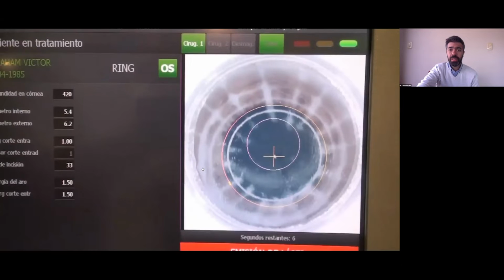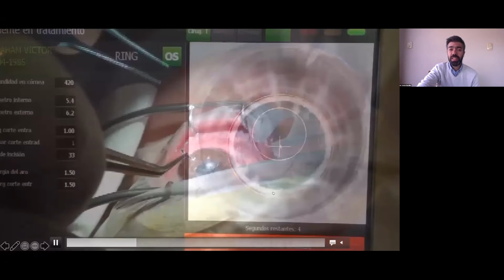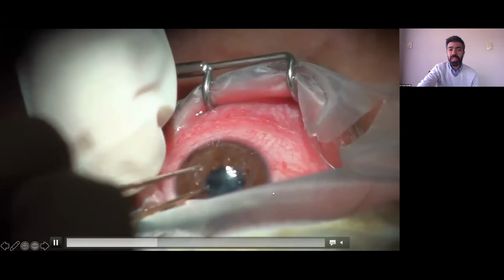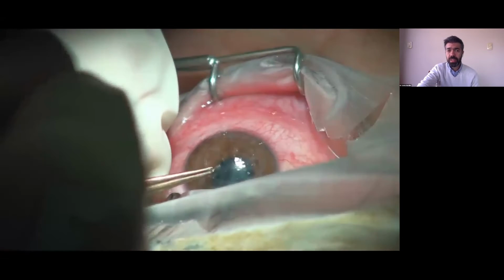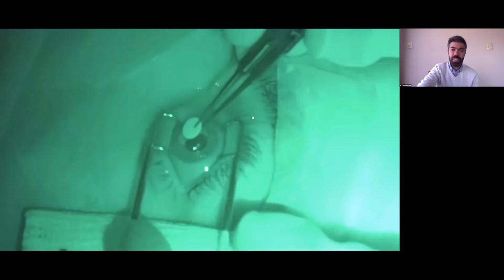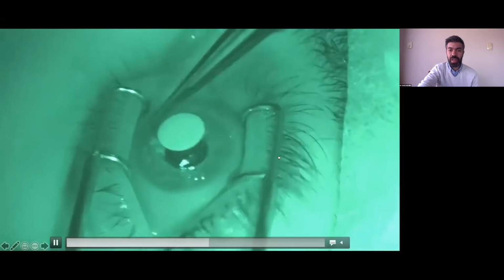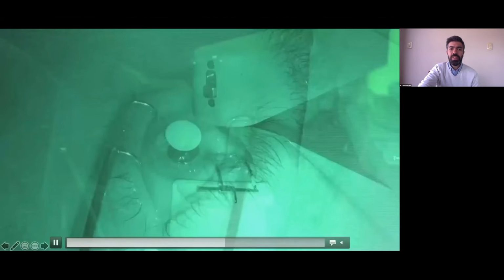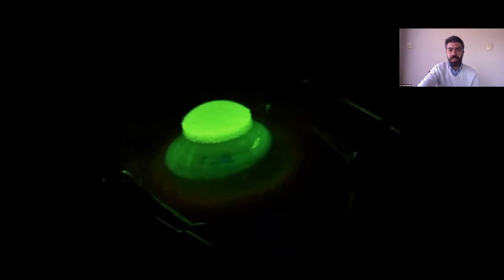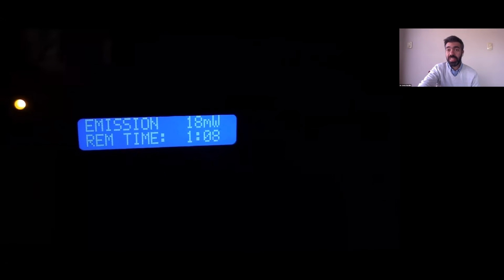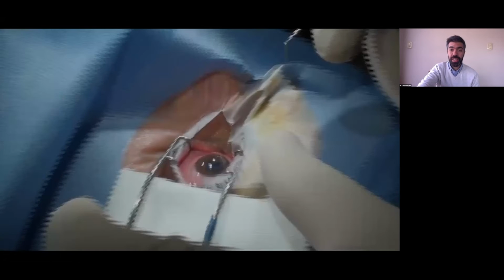We performed this surgery doing the tunnel and the implantation of the intracorneal rings. And after we did the installation of the riboflavin, we did the irradiation, as you can see there. We were covering the center of the graft because we don't want to irradiate a healthy cornea.